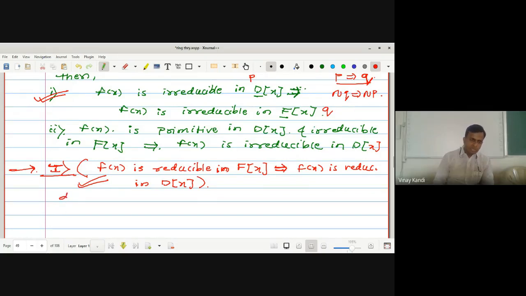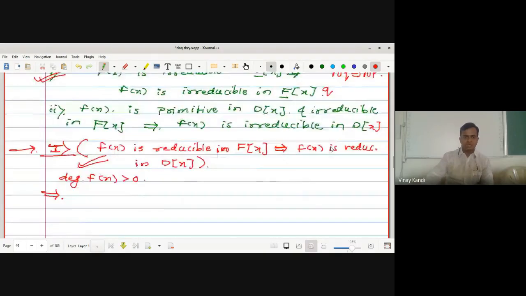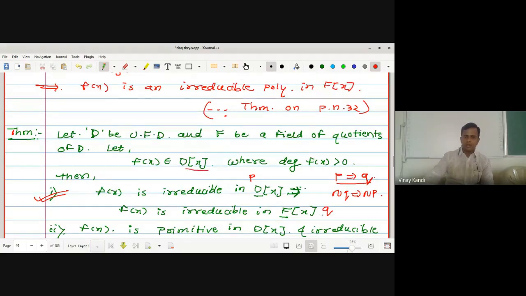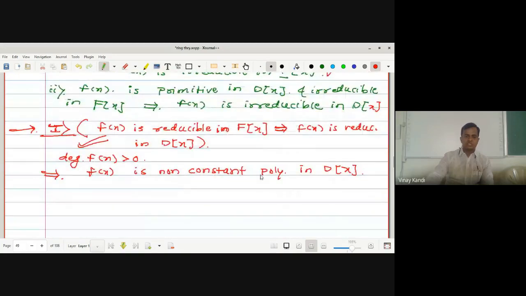Now what we have first: the degree of f of x is greater than 0. What does it imply? It is given to you. The degree of f of x is greater than 0, so f of x is a non-constant polynomial in capital D of x. Where did your f of x come from originally? It came from capital D of x. So f of x is a non-constant polynomial in D of x.